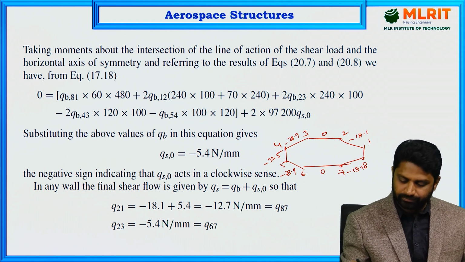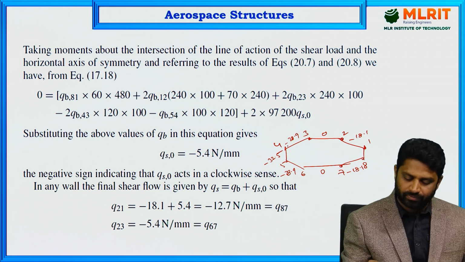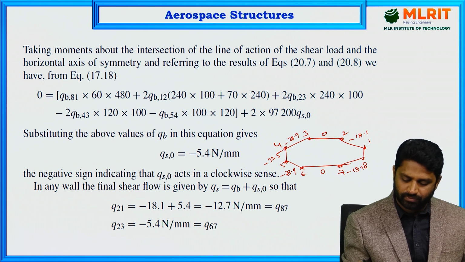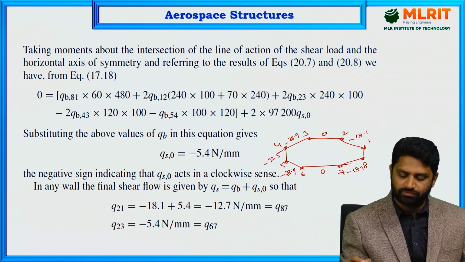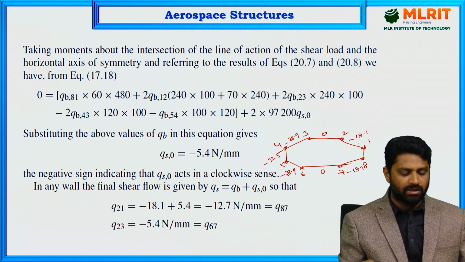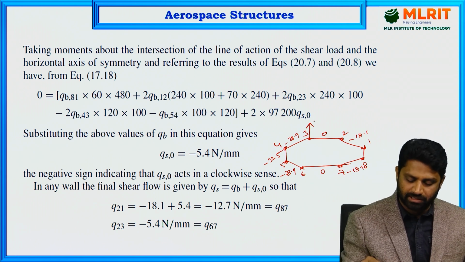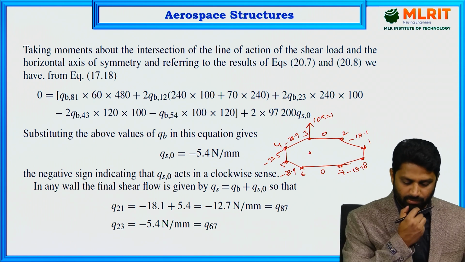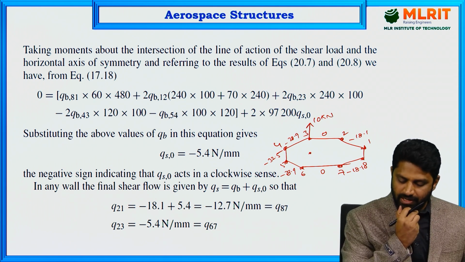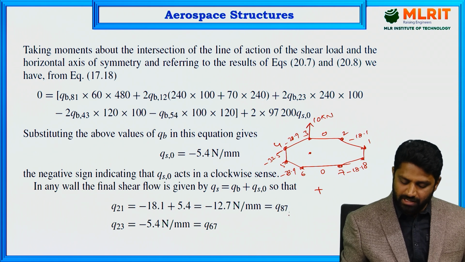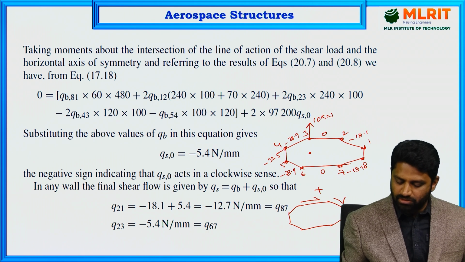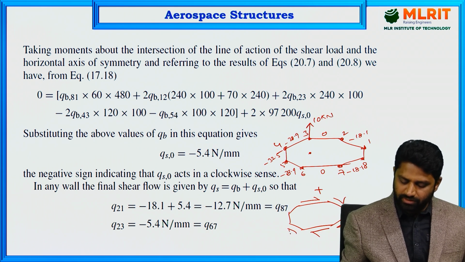So these were the shear flows we got, in the respective manner. And now there is one more, that is the 10 kilonewton load, and you are going to consider the moment about this point. Then you have to add the additional constant shear flow. That is very, very important. What is the additional constant shear flow? That is QS0 everywhere.